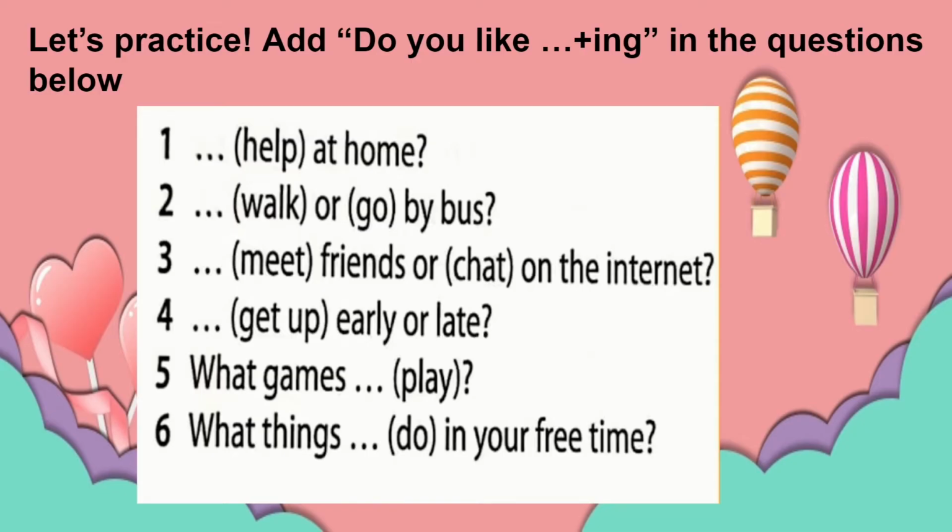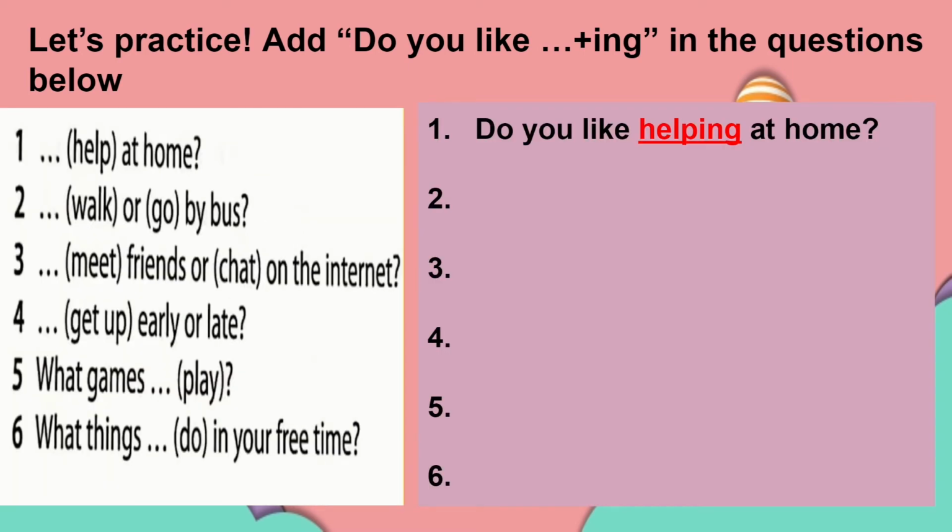Okay, let's practice. Fill in the blanks with the verb plus ing in the questions below. Okay, let's have number 1 to see the example first. Do you like, the bracket here is help, it is the verb, so we add ing to the verb, but in front there we add do you like. Like is the interest word, as I mentioned just now, right? So you say, do you like helping at home? Okay, after like you add ing to the verb help.